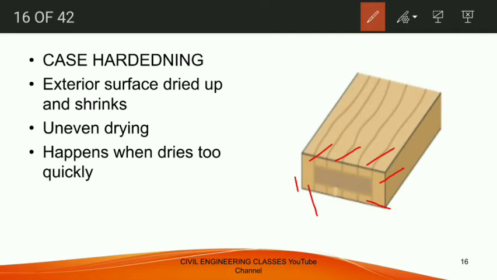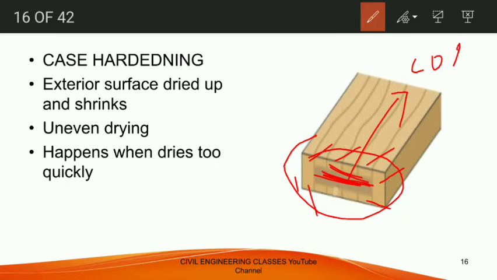When there is a quick seasoning or there is an uneven seasoning, the surface gets dried very fast. Thus, the surface shrinks more, putting the core portion into compression. And also, the moisture inside the core will get locked. This is called case hardening.